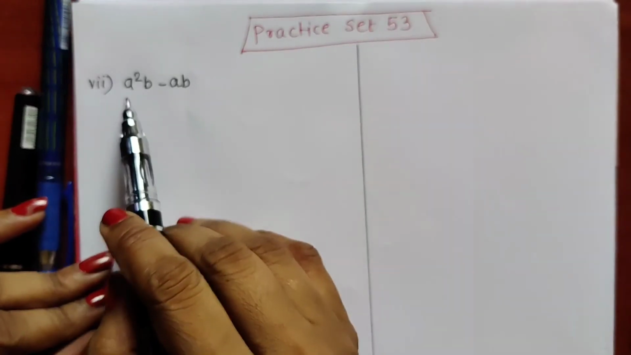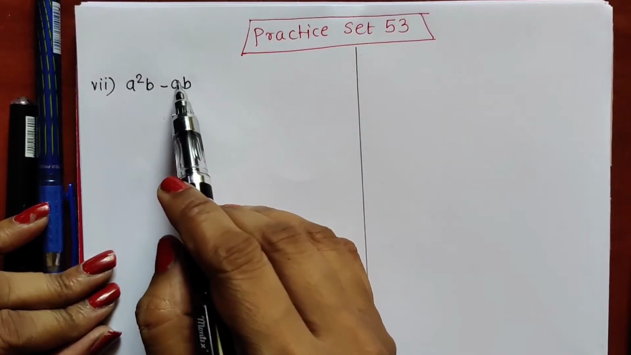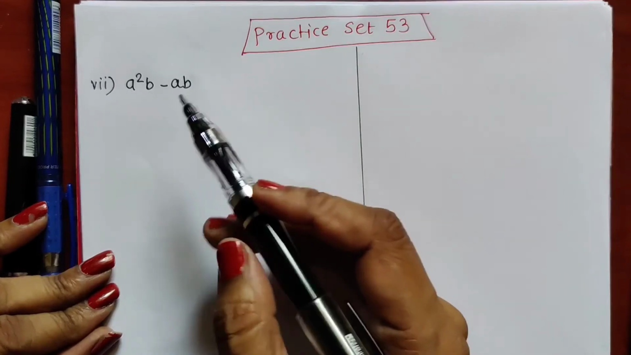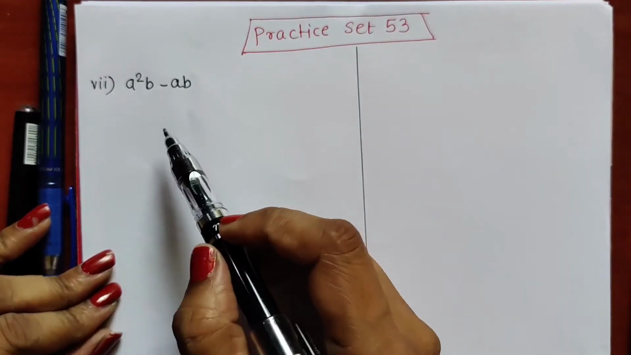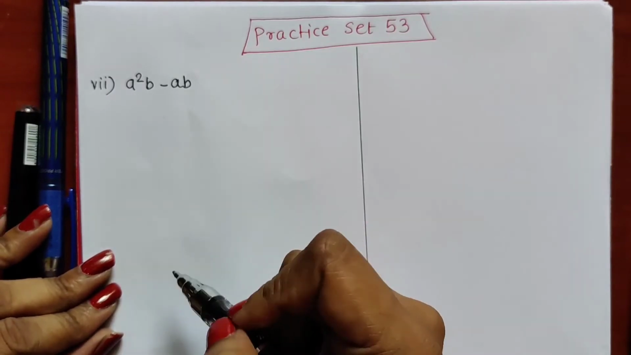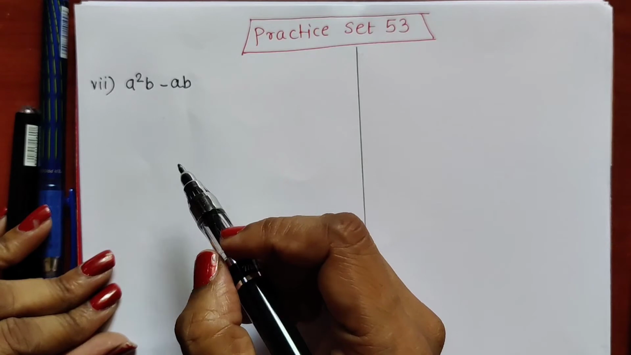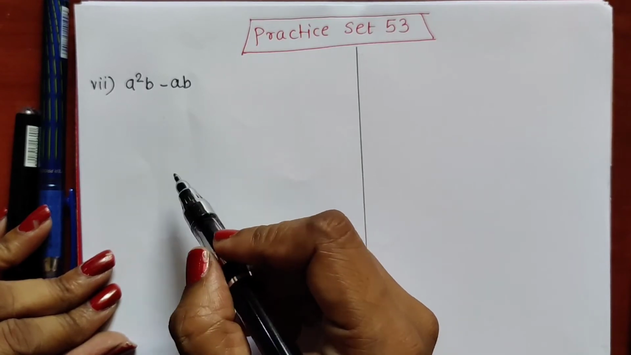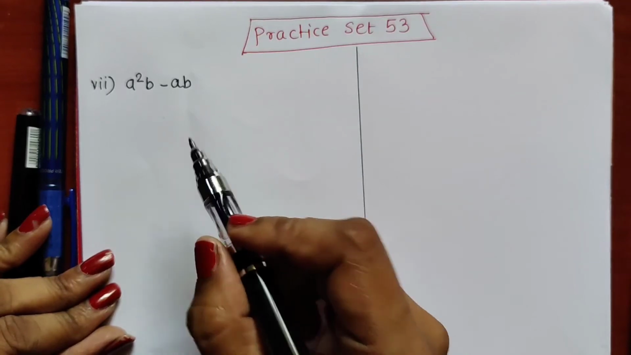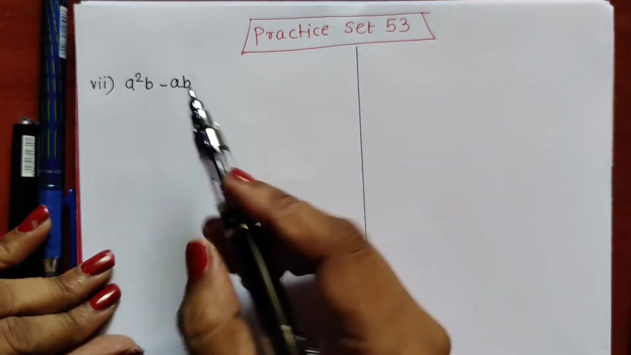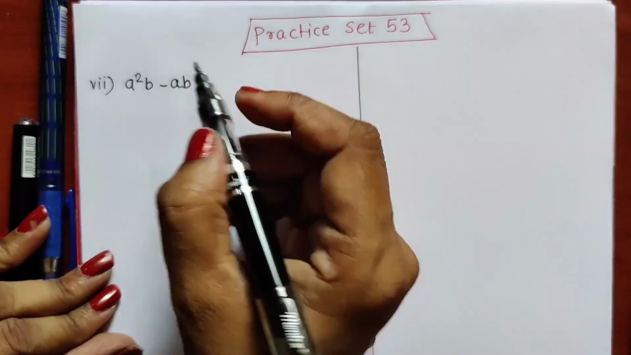Now let us observe this sum, a square b minus ab. Here only ab is there, no square is there. That means we cannot apply the formula here. Both the terms should have a square. If both the terms are not having a square, we cannot apply the formula. So when the formula cannot be applied, we have to see how to factorize the binomial. We can factorize the binomial by taking out common from both the terms. So what is common? Let us first write these terms in such a way that we can take out common.